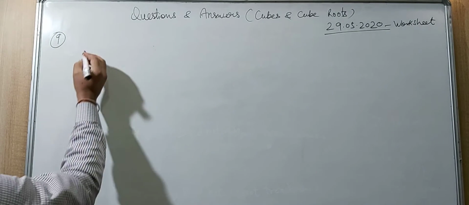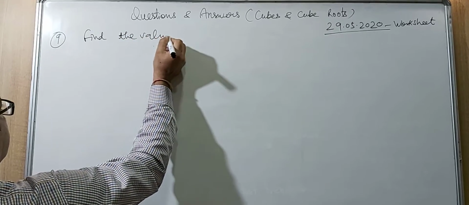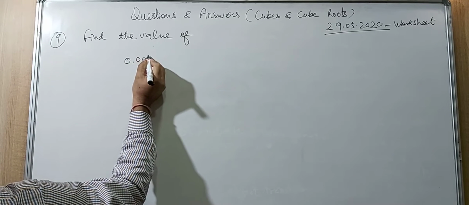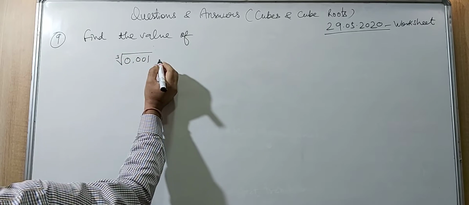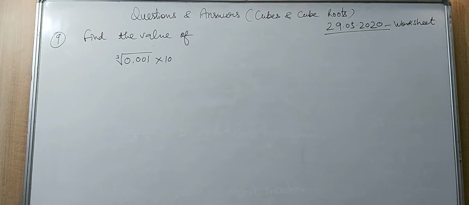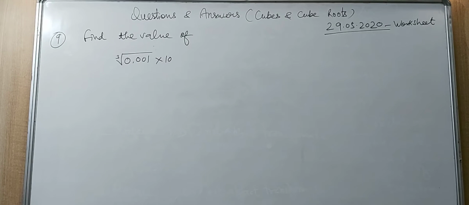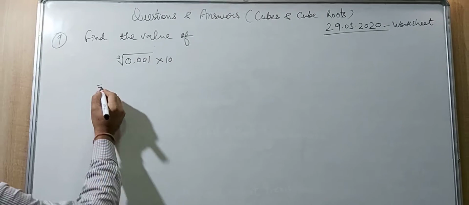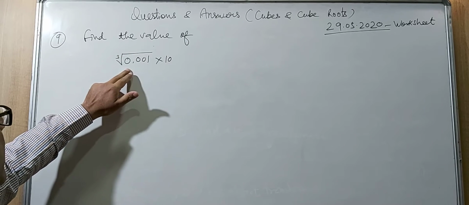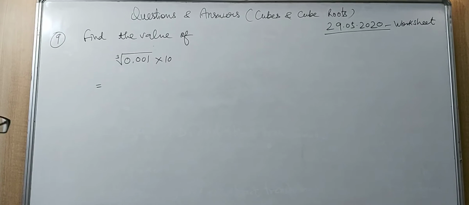So the question was, find the value of the cube root of 0.001, into 10. This was the question of the worksheet, question number 9. Right? Few boys were unable to understand how we can solve it. You can see here, this is the symbol of cube root, right? So you need to find the cube root of 0.001.